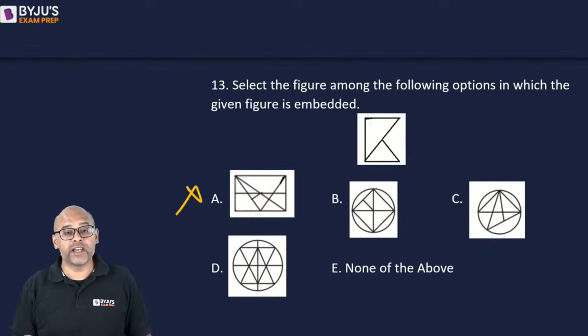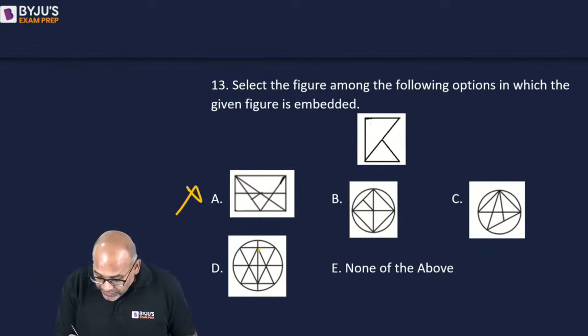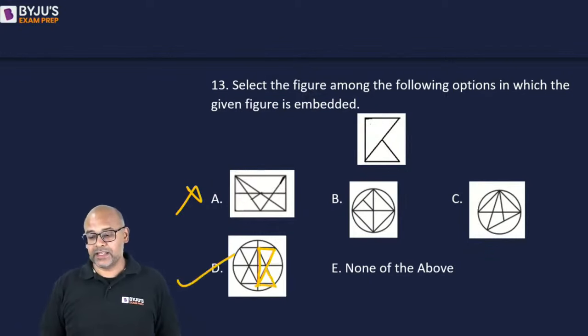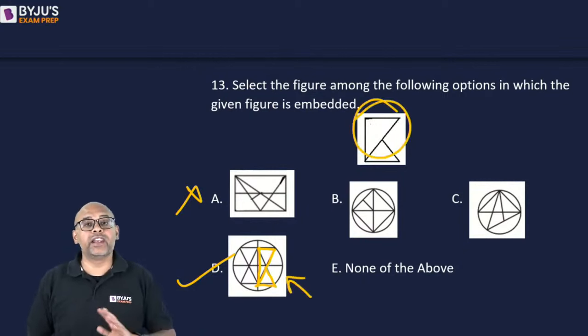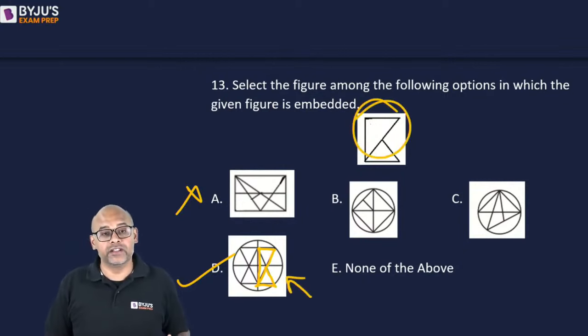A does not have the figure embedded. In fact, it is only this figure that has the figure embedded. So the correct answer is D. This is embedded only in D. It is not there in any other figure. So the correct answer is D. D for Delhi. None of you gave this till now. Okay, now some of you are giving.